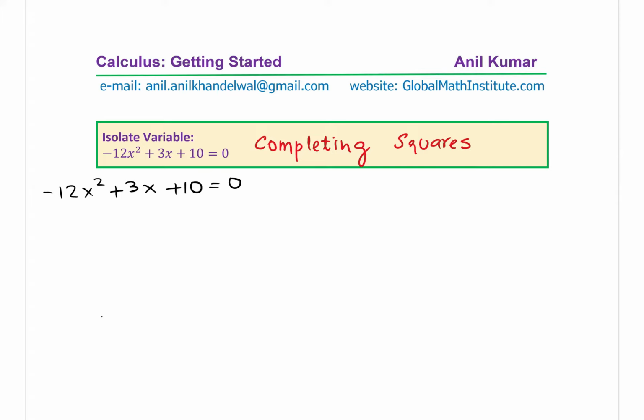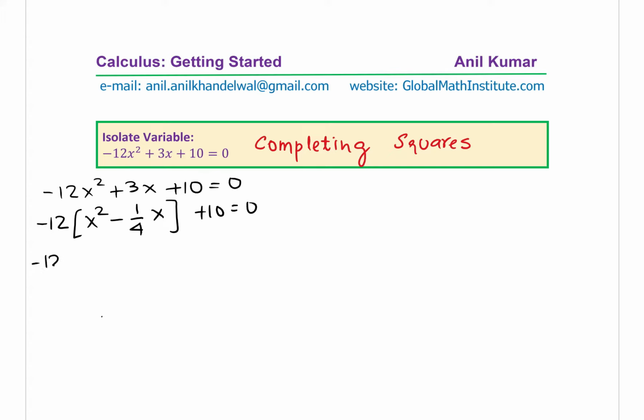You use this technique to find the vertex of a parabola. Now we are going to use the same technique. So minus 12 will be taken common, which is the leading coefficient. We are left with x squared. And here we have to divide by 12, so it becomes minus 3 divided by 12, which is 1 over 4, x. Let's keep this 10 away, equals 0.